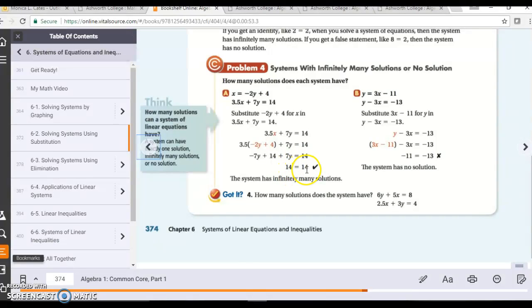Well, 14 equals 14 is a true statement. We know 14 does in fact equal 14. So that means that this system has infinitely many solutions. Okay, let's take a look at B.